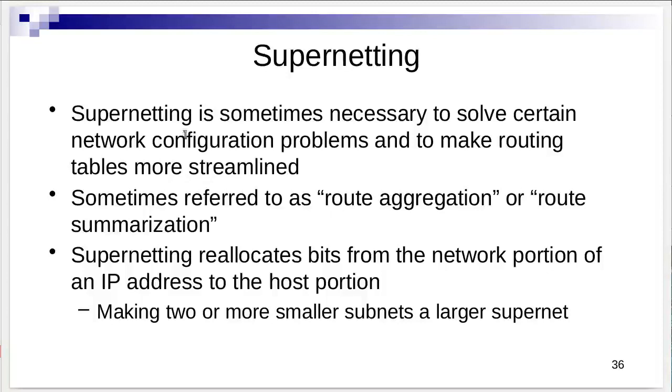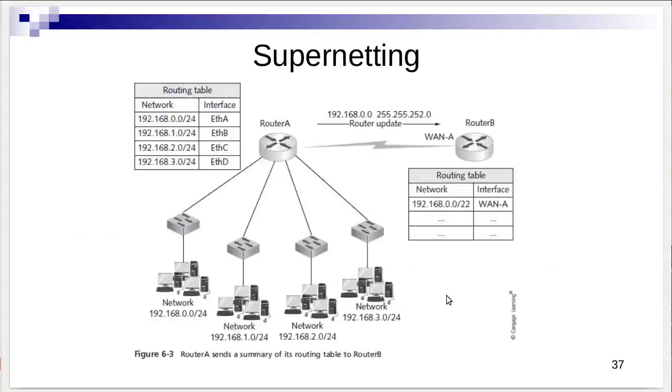So supernetting reallocates bits from the network portion of the IP address, the subnet portion, to the host portion. So it's the opposite of subnetting. Essentially what that does is take 2 or more smaller subnets and combine them into a larger supernet. So we don't really physically make a larger network.